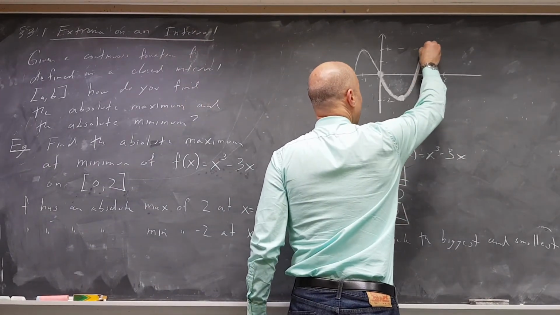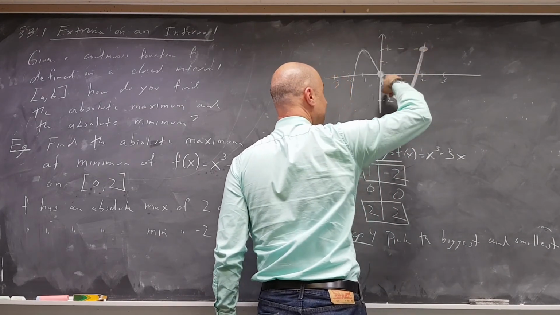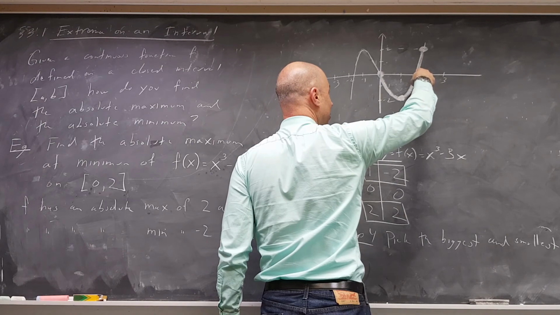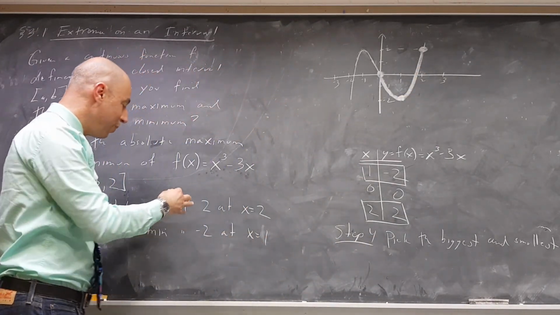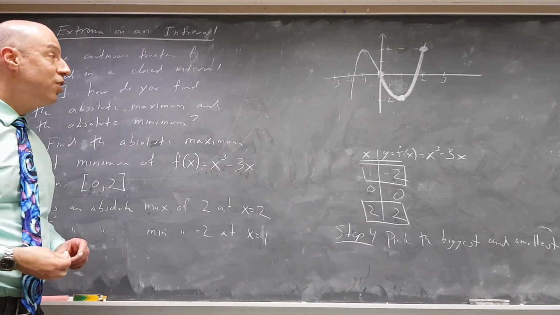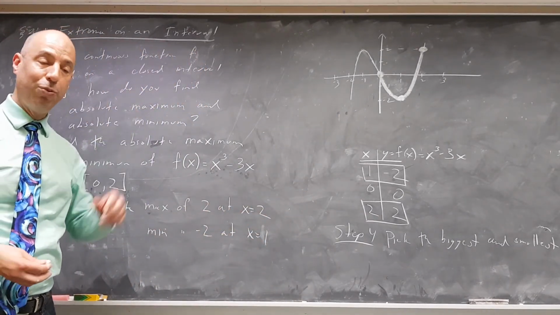And we found the maximum at 2. That's the highest value that this curve takes in the interval between x equals 0 and x equals 2. And here's the lowest value that it takes. So that's what we found algebraically. You do not have to draw a picture to be able to do this problem, but I think it helps with the visualization.